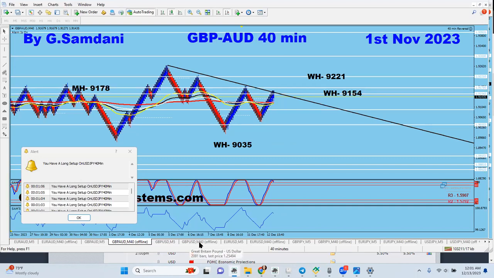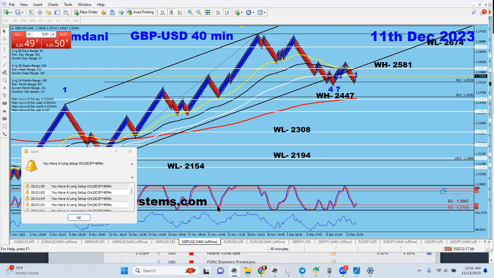Another pound pair, for example, pound yen and pound USD. Pound USD is this. My take was that it's going to go to the upside, right? But if the pound gets weaker after the news, pound USD may drop even more. That is a possibility. So let's see what happens here, or maybe not, right?